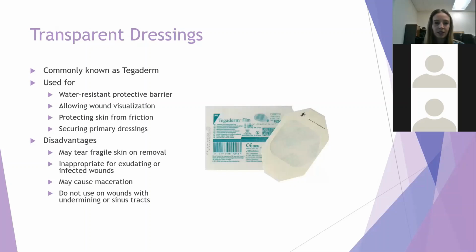Transparent dressings or Tegaderm are used for a water-resistant protective barrier, allowing wound visualization, protecting skin from friction, and sometimes securing primary dressings. The disadvantages are it may tear fragile skin upon removal. It's inappropriate for exudating or infected wounds as the main dressing. It may also cause maceration because it does trap moisture. And again, it's not to be used on wounds that are undermining or have sinus tracts.